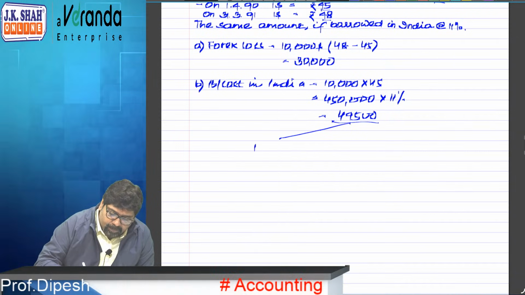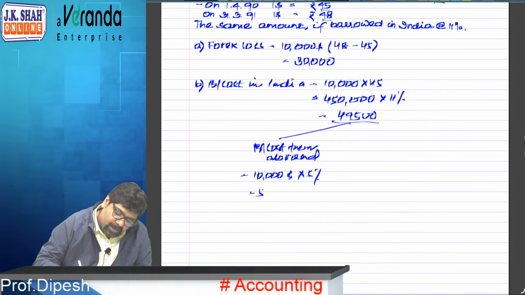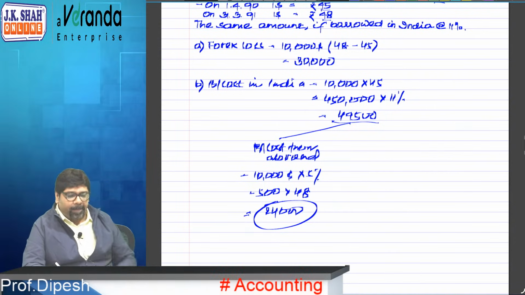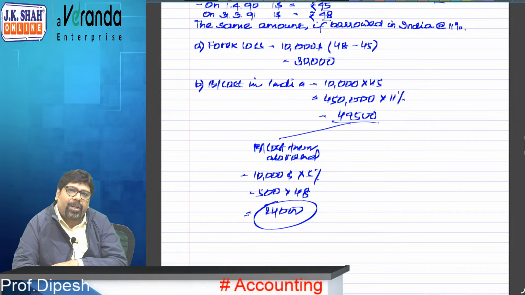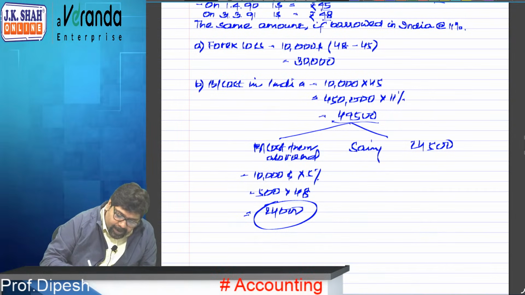But borrowing cost from abroad. Abroad borrowing cost is how much? $10,000. On that 5% is the rate, so $500. $500 you are supposed to pay at the year end, at 48, so 24,000 is the borrowing cost abroad. India borrowing cost is how much? Sir 49,500. Abroad borrowing cost is how much? Sir 24,000. So how much is savings? The savings is 24,500.